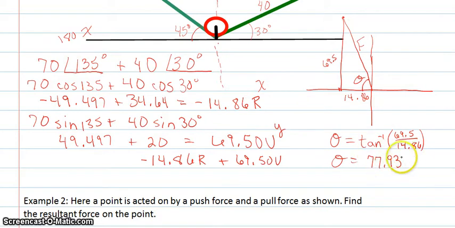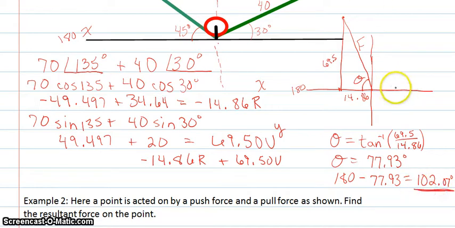Now if we just went with this angle here, that would be in the first quadrant, but as you can see, this is actually in the second quadrant, so we actually need to subtract that from 180 degrees. So 180 minus 77.93 gives 102.07 degrees. Okay, so this is going to be the angle that we need to use in order for this to be in the correct quadrant. This is the angle we want right there.